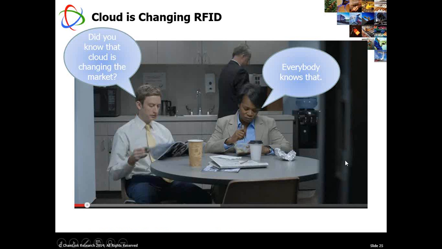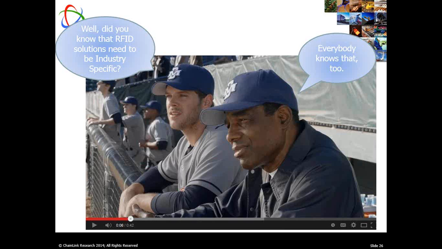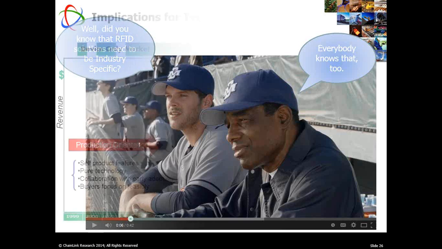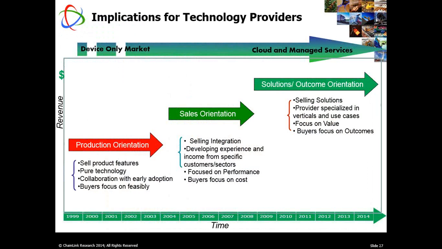Cloud is a big catalyst for RFID. Again, it's about the information and how it gets used. Next slide. And of course, we all knew the applications also have to be industry specific. Well, everybody knows that, don't they? Next slide. Well, it turns out not everybody does know that.